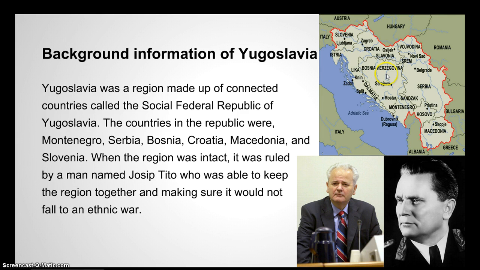If you look up at the map, there's Bosnia, Serbia, Montenegro, Croatia, and all the other countries. Croatia was Catholic, Bosnia was Muslim, and Serbia was Orthodox Catholic. So that's just a little reference there.